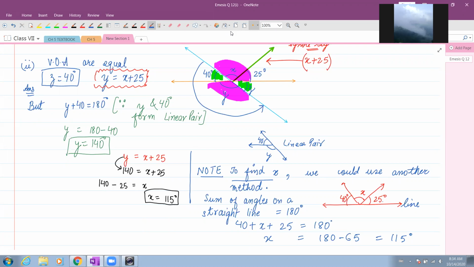Yes, actually it's the same. They are interrelated, but we are not going into details right now how they are related to each other.